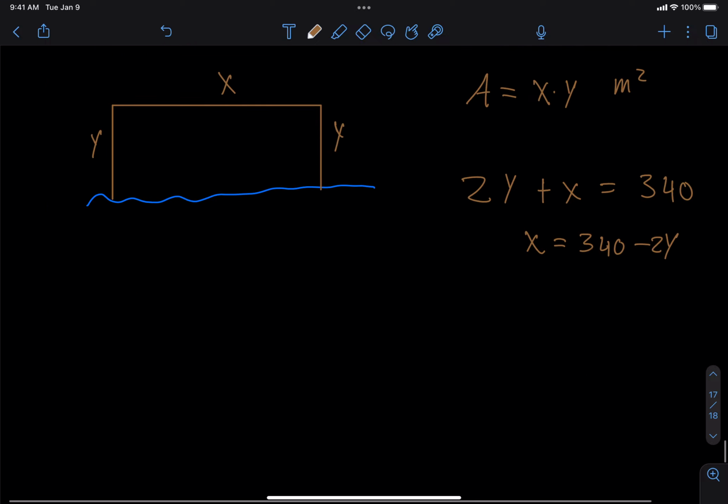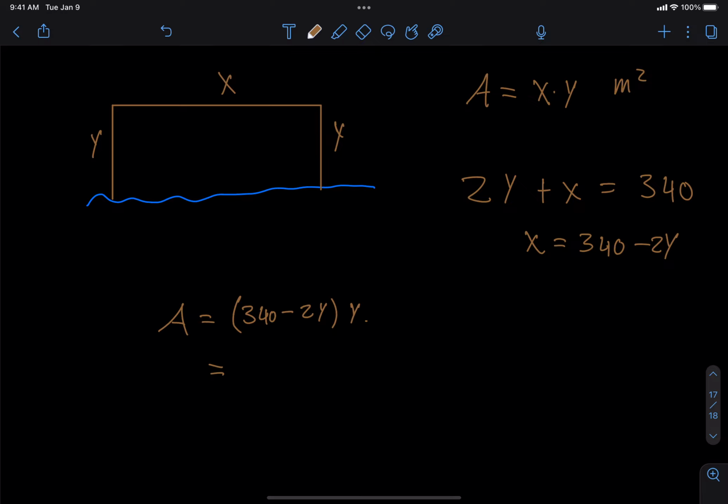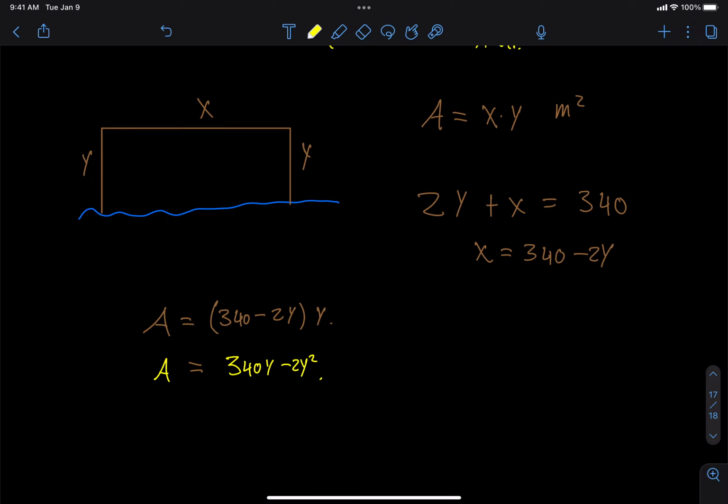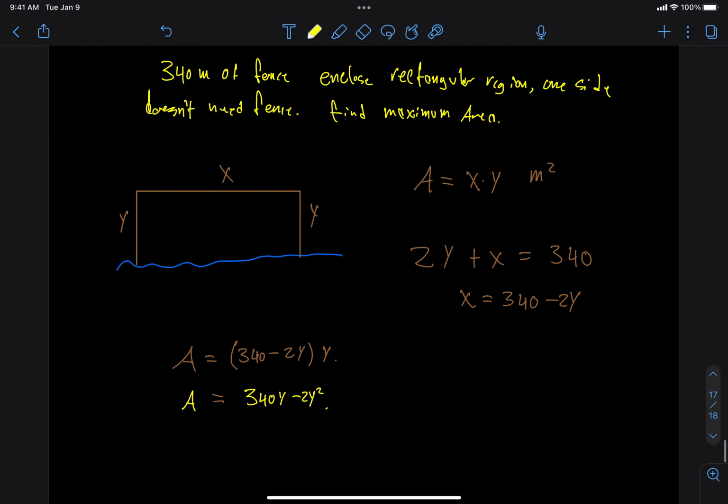So let's do it. Area is going to be equal to 340 minus 2y times y. Which could also be rewritten, I'm gonna switch colors back to yellow, as 340y minus 2y squared is equal to the area. Okay, why was that useful? Because my goal is to find out the maximum of this function.